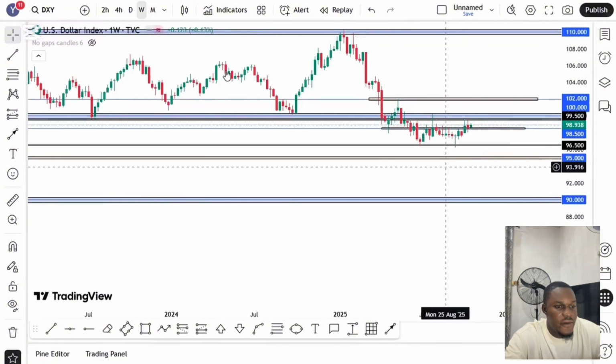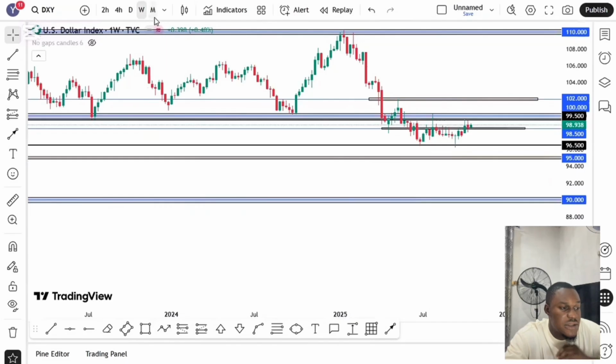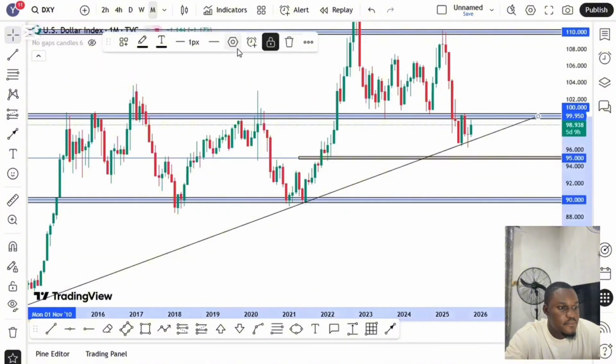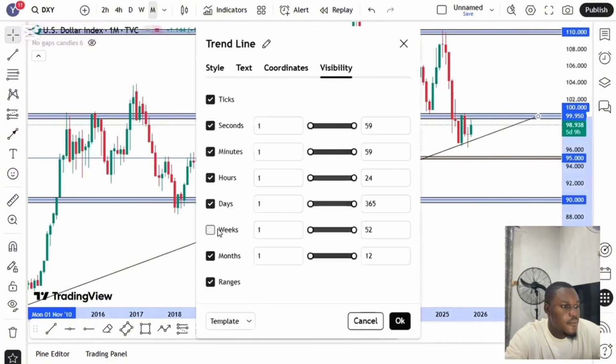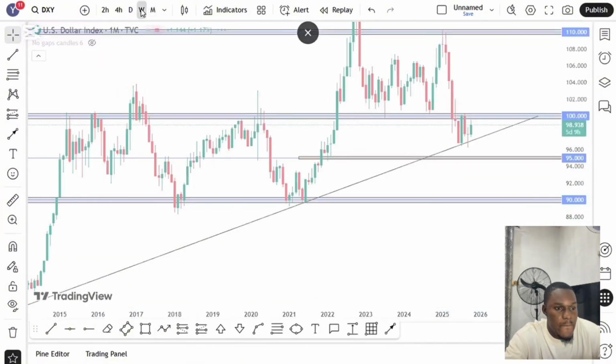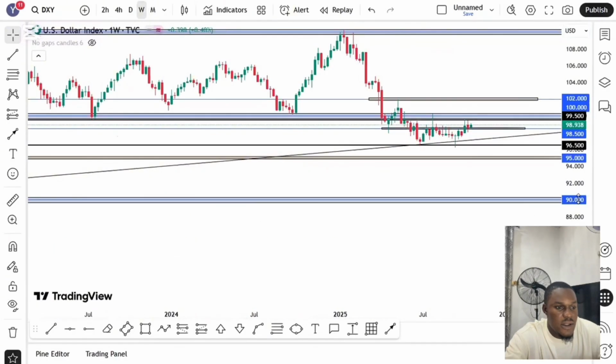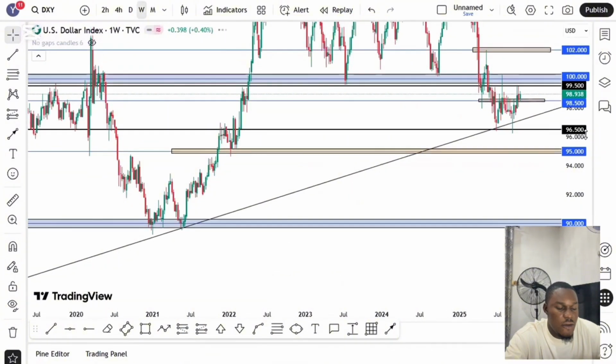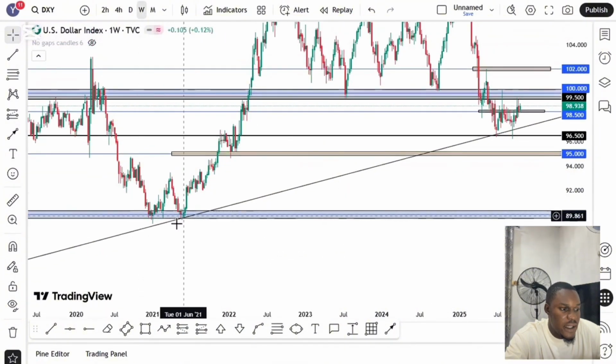On the weekly time frame, let me bring my trend line back. All right, as you can see on the weekly time frame, this is the trend line coming from behind. This is the second touch of the trend line.